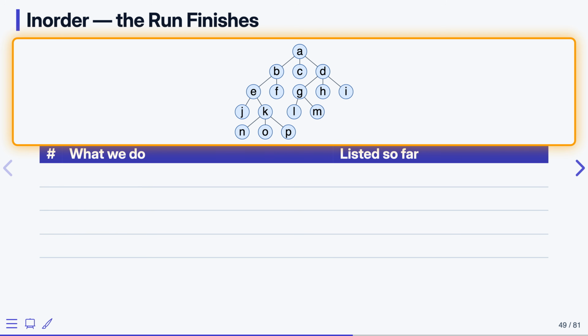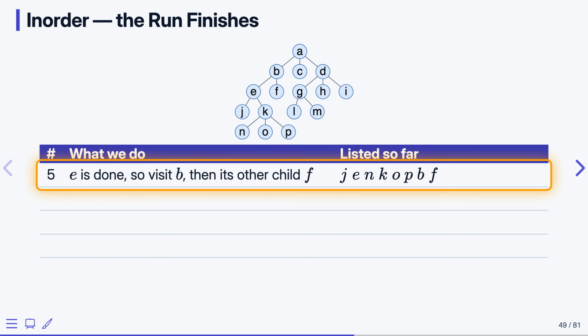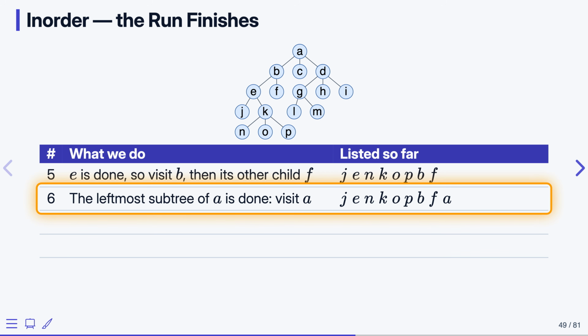We continue the Inorder run. Step 5. The subtree at E is finished, and it was B's leftmost subtree. So now we visit B, then B's remaining child F, which is a leaf. Step 6. That finishes the leftmost subtree of the root. So now, and only now, we visit A.